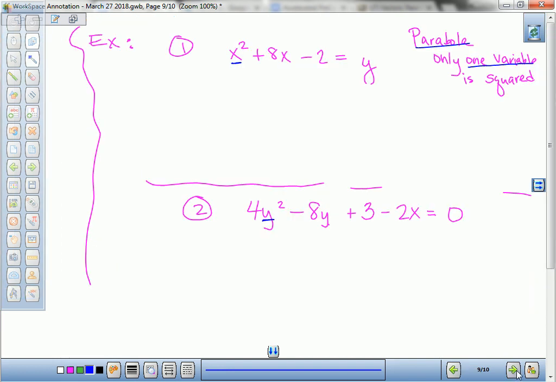Okay, now, I have 2 examples on completing the square to put a parabola in conic form. Now, how do we know? We have talked about this on every single conic. How do you know it's a parabola? Only one variable is squared.